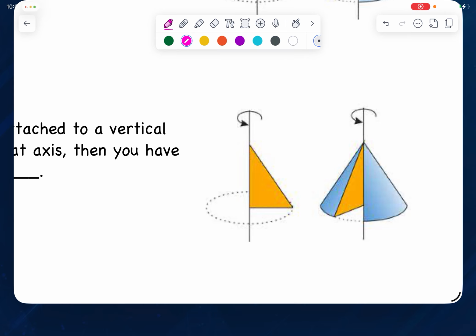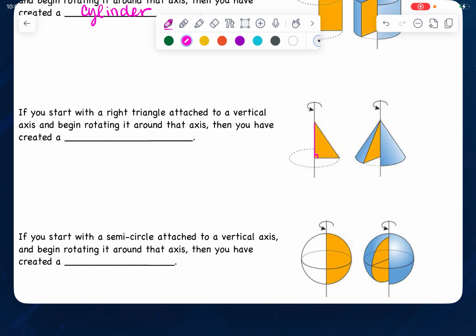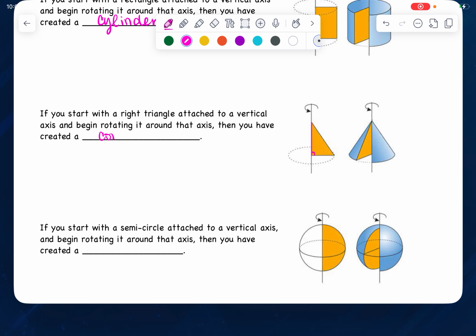Right. So in this picture, you'll notice my right triangle is attached to the axis by one of the legs that are forming the right angle, because definitely how it's attached makes a big difference. But anyway, this one is attached by the height. And so you can see from the picture on the right that when I start spinning it around, it is clearly going to create a cone.